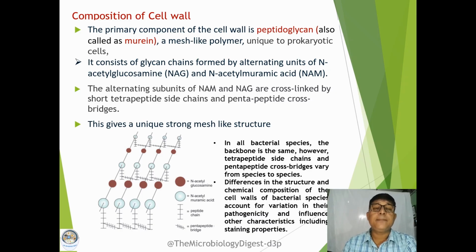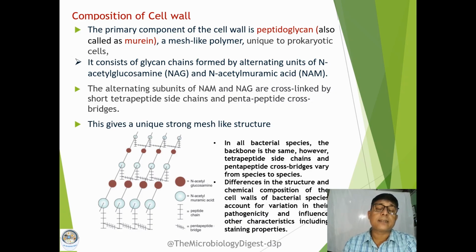So in the diagram you can see, this round structure is the N-acetyl muramic acid, and this dark structure is the N-acetyl glucosamine. So these two glycans exist in alternating subunits. This is N-acetyl muramic acid or NAM, this is NAG, again NAM, NAG, then NAM, NAG. It continues alternately: first NAM will come, then NAG, then NAM, NAG. It will continue in a chain in an alternating manner.